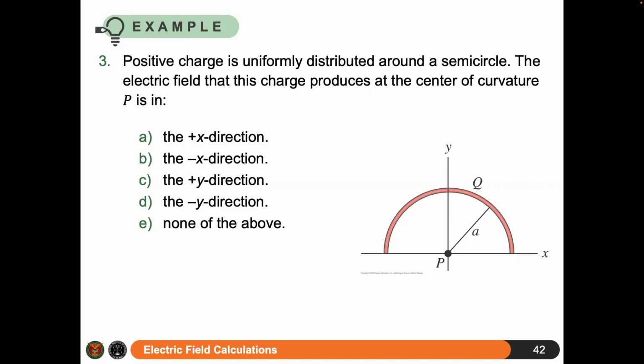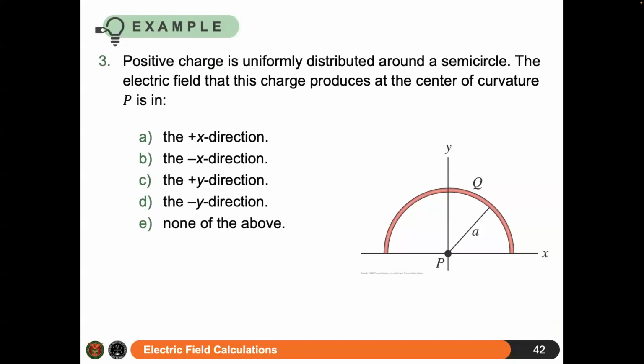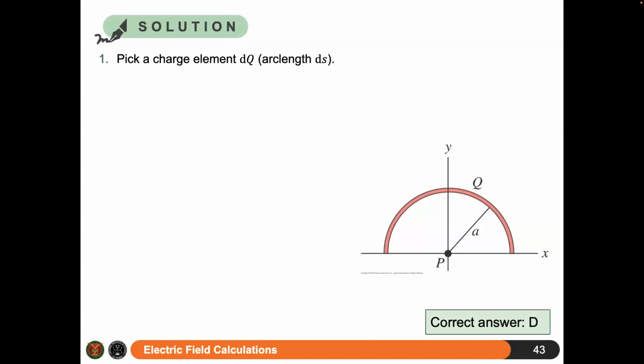So paano naman kung semicircle? So meron ka ngayon positively charged, uniformly distributed around semicircle. So ano ngayon yung magiging electric field that this charge produces at the center of the curvature? So actually, hindi naman natin kailangan masyado mag-integrate, pero papakita ko na lang din paano integrate yun. But then, kasi direction lang naman yung tinatanong. Like, ano yung direction? So, try na lang natin integrate.